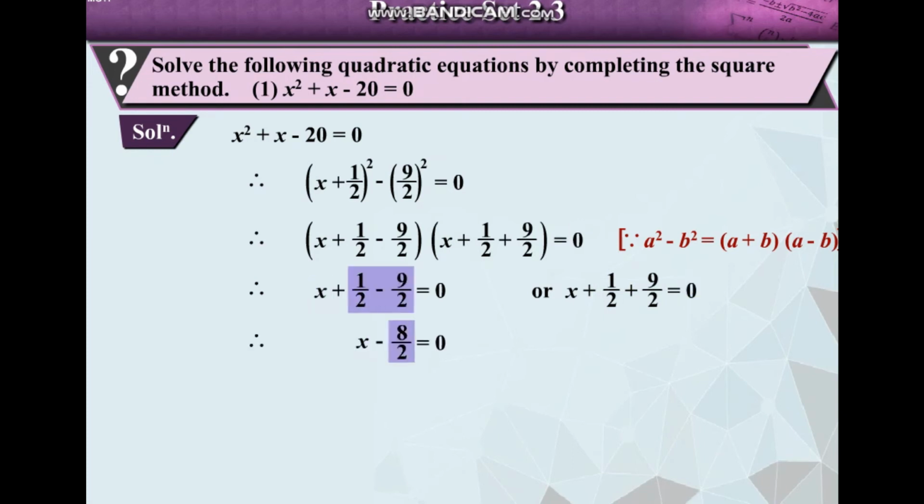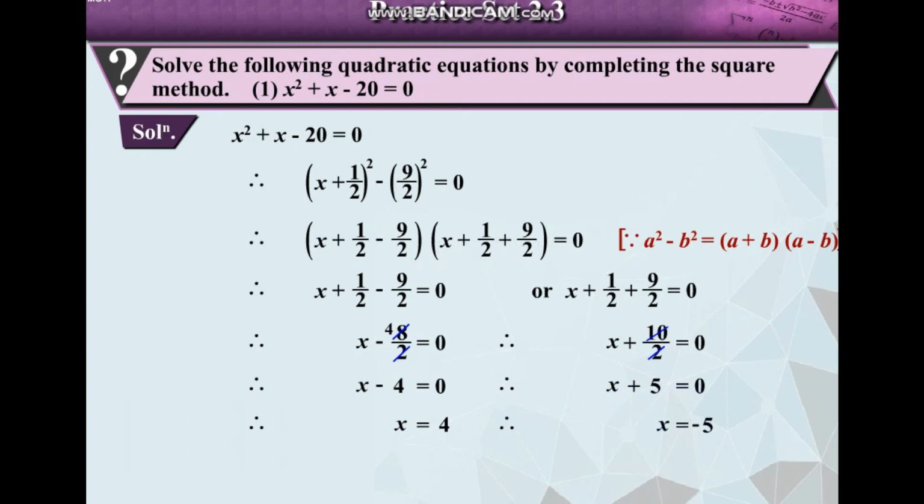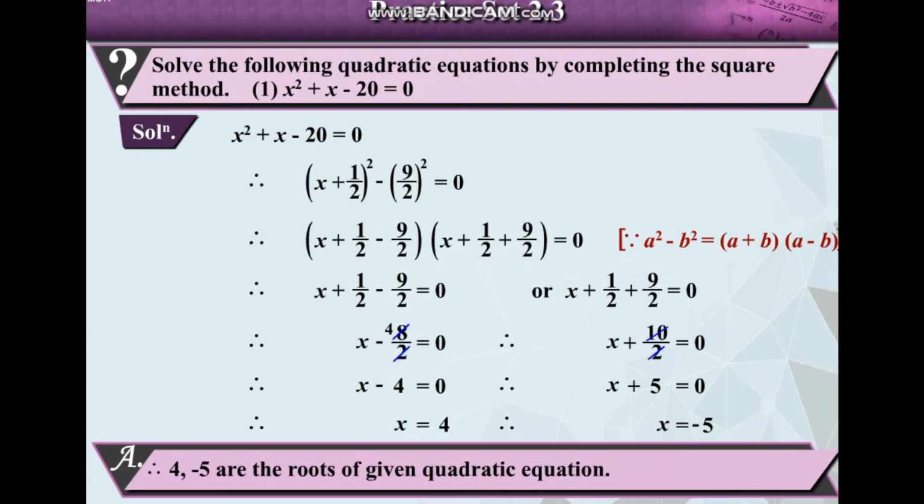Therefore, x − 8/2 = 0. Therefore, x − 4 = 0. Therefore, x = 4. Or x + 10/2 = 0. Therefore, x + 5 = 0. Therefore, x = −5. Therefore, 4 and −5 are the roots of the given quadratic equation.